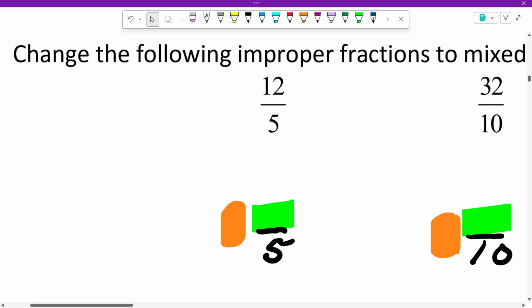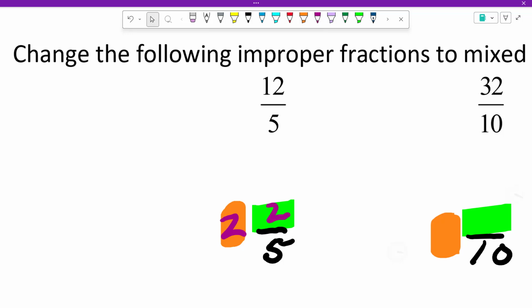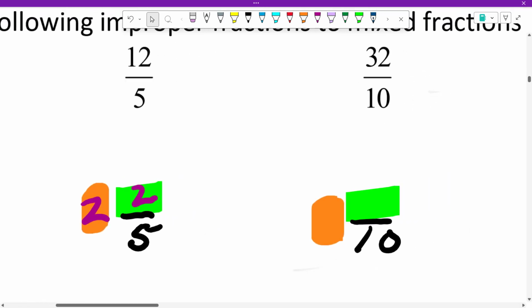5 fits into 12. How many full times? 2. 5 times 2 is 10. Right? How many are left over? 2. Because we need 10 plus 2 gives us 12. Next one.